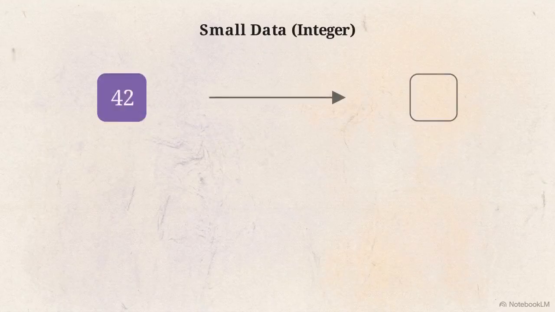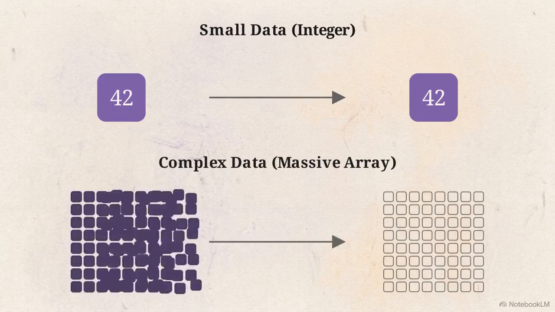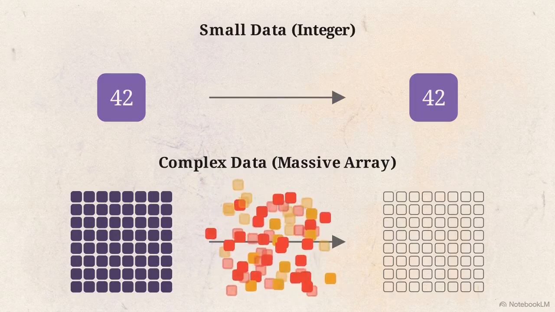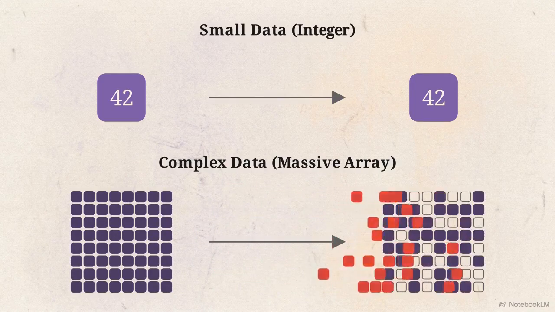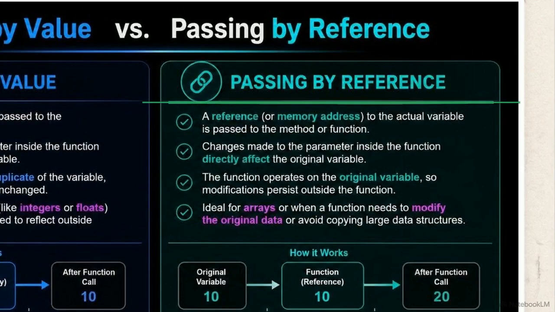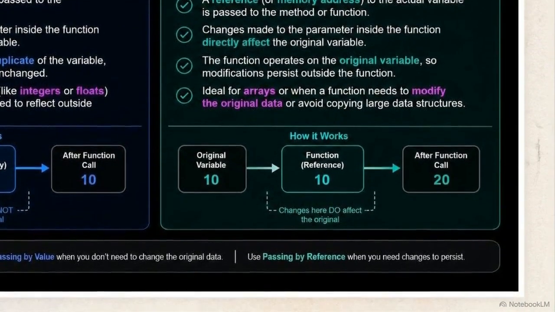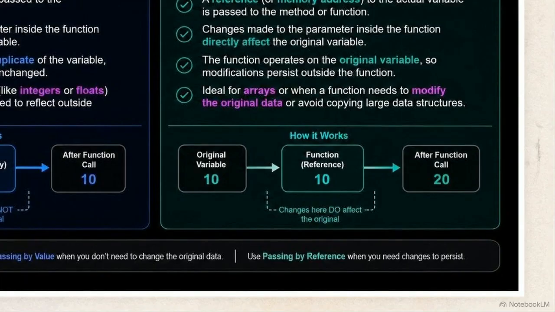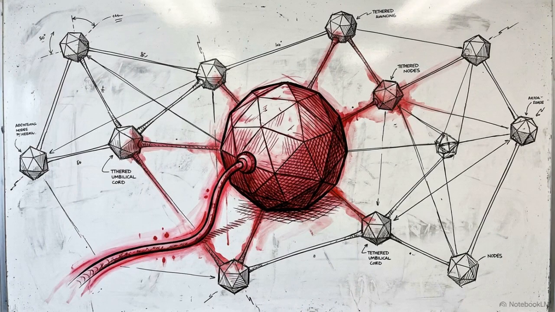Duplicating small integers is a safe practice, but duplicating massive, complex arrays is highly inefficient for a computer's memory. The solution for large data structures is passing by reference. Instead of duplicating thousands of variables, the system passes the exact memory address pointing directly to the original data. This efficiency introduces risk. Passing by reference gives the method the power to permanently mutate the original data outside of its local scope.